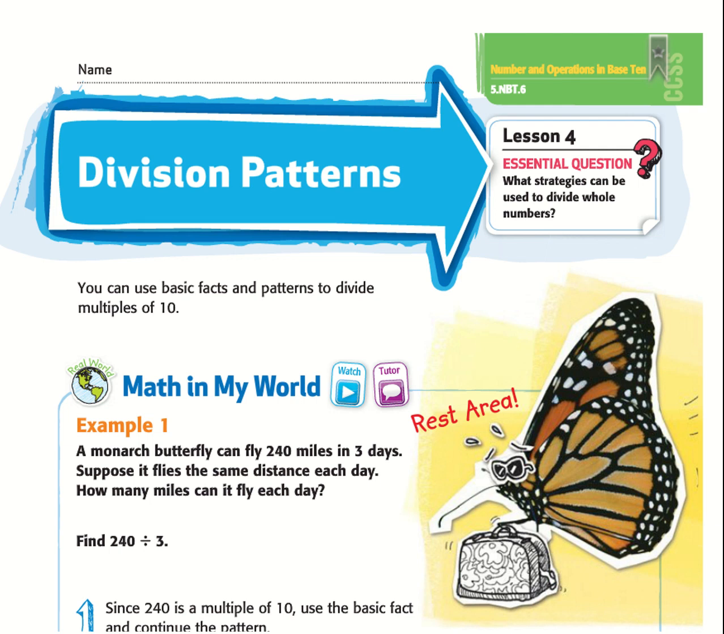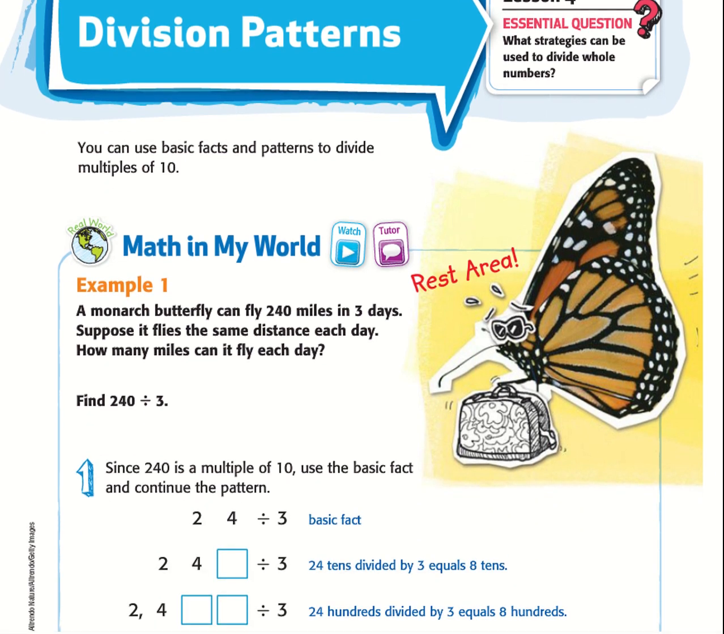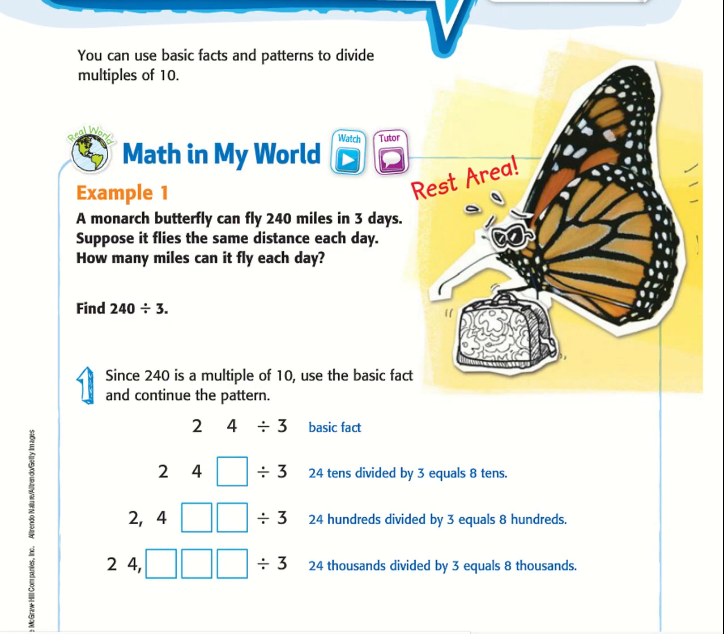175. This is chapter 3, lesson 4. We'll be working with division patterns. So it says you can use basic facts and patterns to divide multiples of 10.